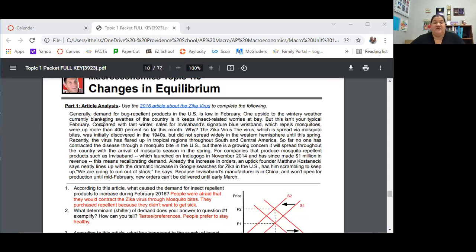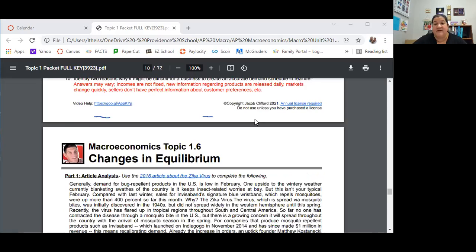Okay, so we're talking about bug repellent, and it's in February, so generally the demand is low to begin with because in February there's not a lot of bugs. But here comes Zika, and everybody's losing their mind because they're worried they're going to get Zika. So I think the most obvious shift here is Zika's coming. Usually in February, people don't want to buy a lot of bug spray. But what happens in February when Zika comes?